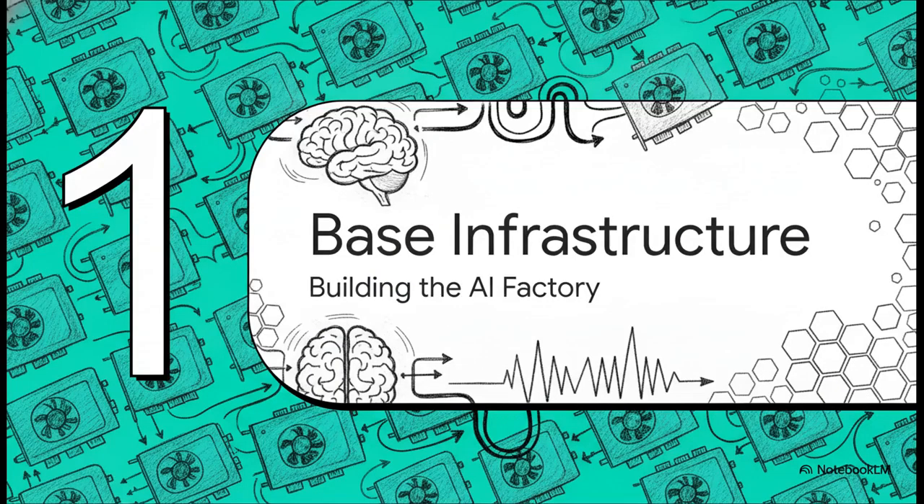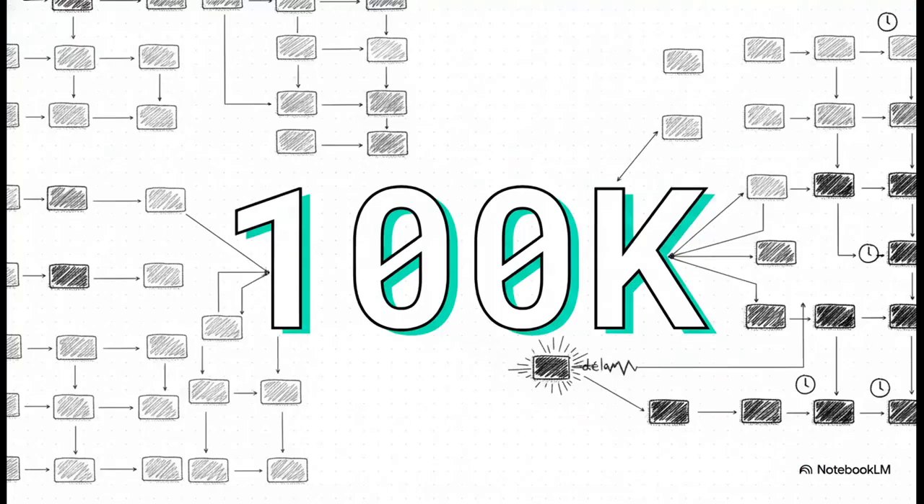Section 1. AI factory's base infrastructure. The fundamental challenge here is syncing hundreds of thousands of GPUs so perfectly that they act like a single unified brain. To pull that off, engineers enforce something called the rule of zero, as in zero jitter.